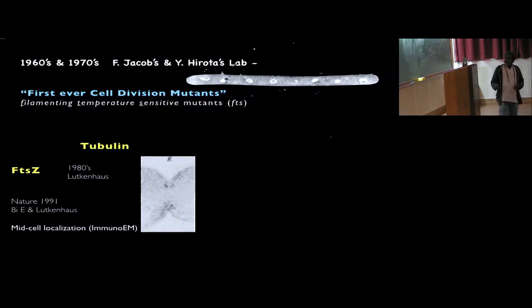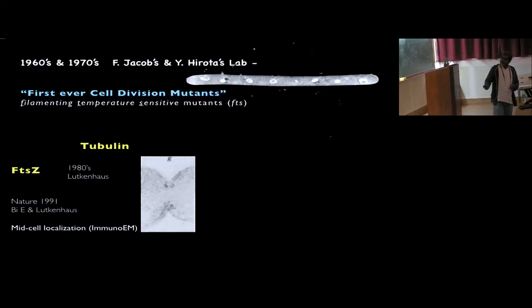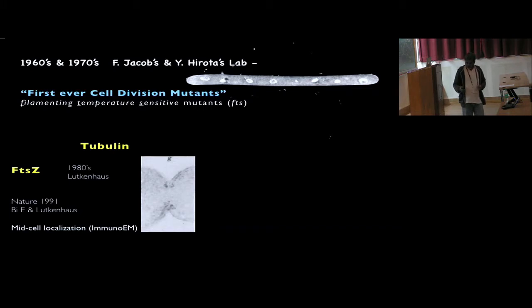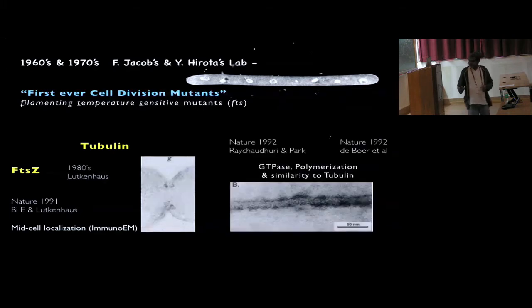And 10 years later, Lütkenhaus identified the gene in the 80s, and 10 years later, this localization was shown. And within a year, a few other groups purified this protein, showed it to be a GTP-binding protein, and showed that in vitro you could get polymers of this kind as viewed by electron microscope, which seemed similar to a single protofibril of tubulin. Tubulin was by this time almost very famous.